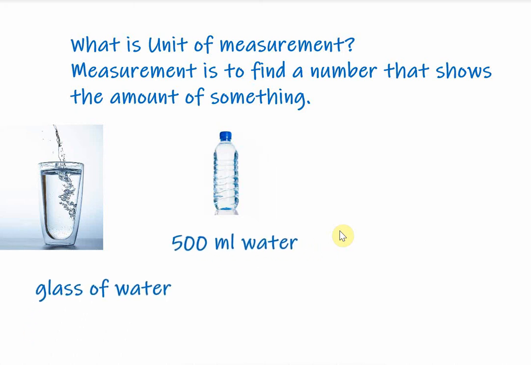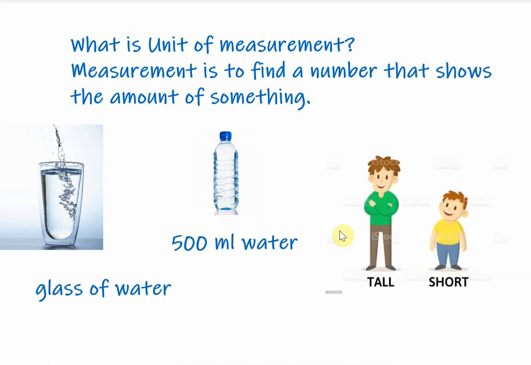Let's look at another example. I have two people in the picture. If I ask you how tall they are, you may tell me 500 centimeters for the short person and 1 meter for the tall person. You just told me the unit of measurement for the height. So different things are measured in different types of units. For example, height is measured in meters or centimeters. Liquid is measured in milliliters.